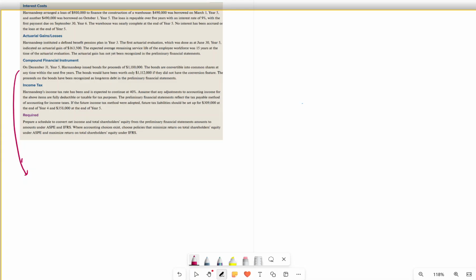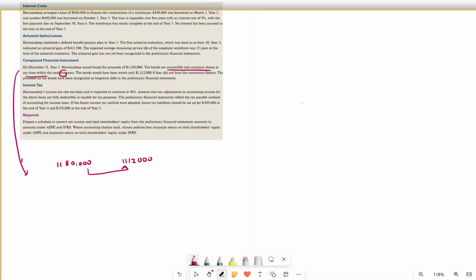So let's look at my compound financial instrument. They issued bonds for proceeds of 1,880,000. The bond can be converted into common shares at any time in the next 5 years. We learned that if the bond was converted, the bond will be worth 1,112,000.